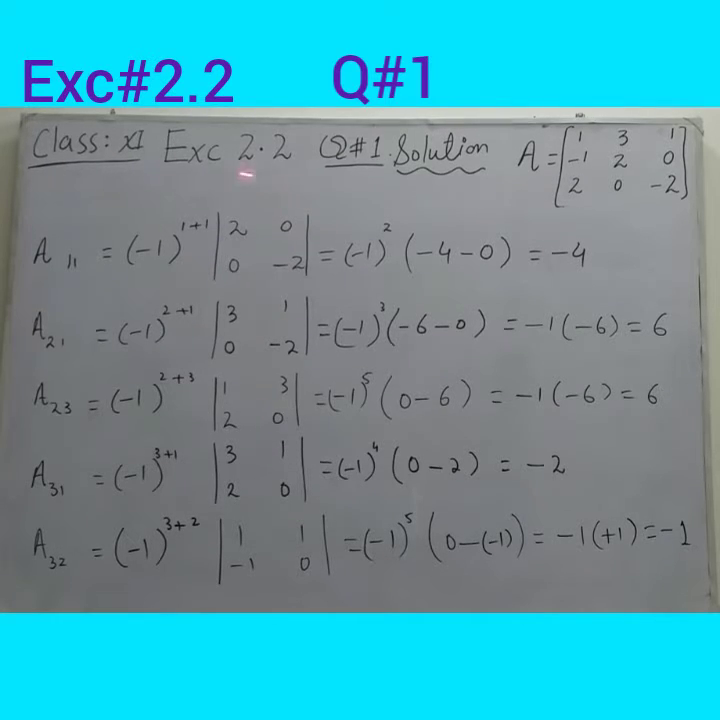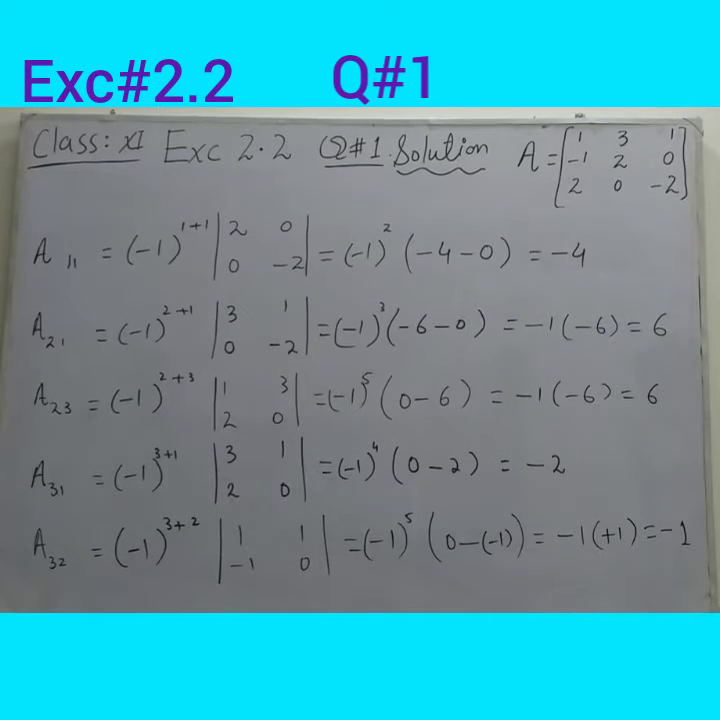Now we will start exercise 2.2, where question number 1 is on page 50 of your book. Question number 1: if A is equal to the matrix, row wise, 1 3 1, minus 1 2 0, 2 0 minus 2, then find cofactors.